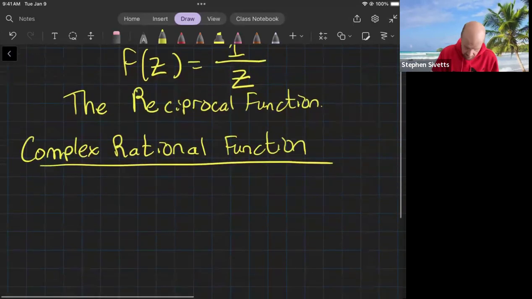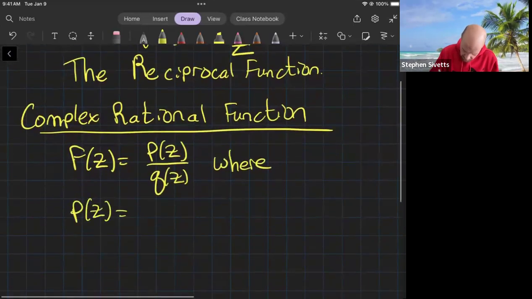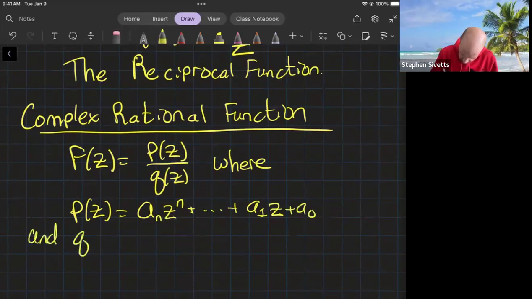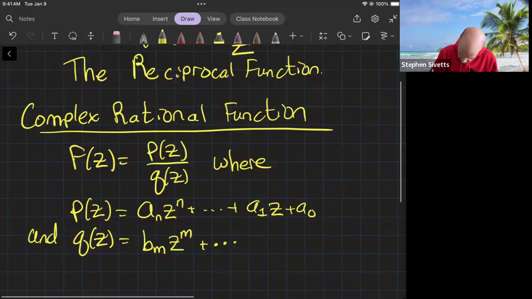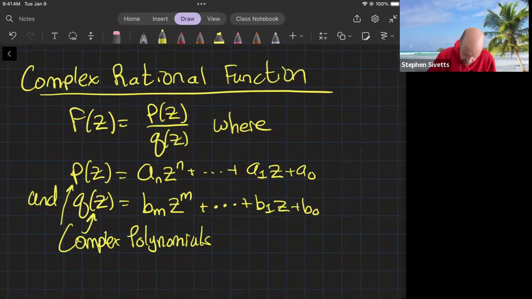The complex rational function in general would be of the form f of z equals p of z divided by q of z, where p of z is a complex polynomial. Oh, this should be z. Complex polynomials, P and then Q, right?